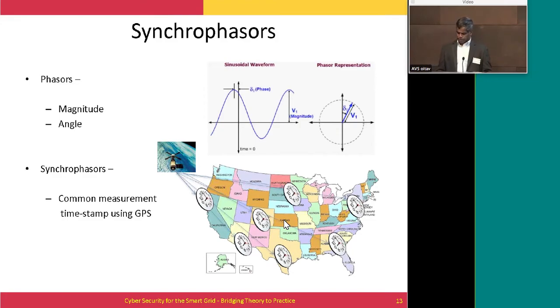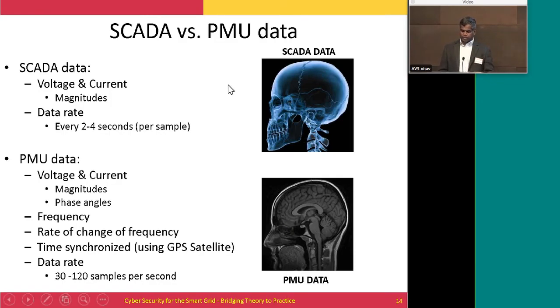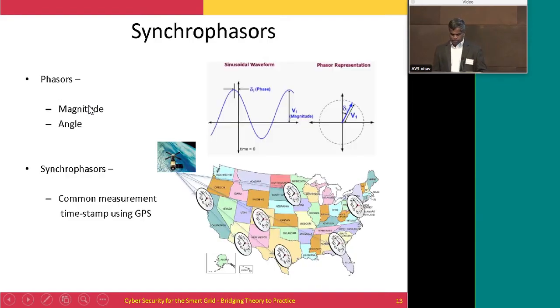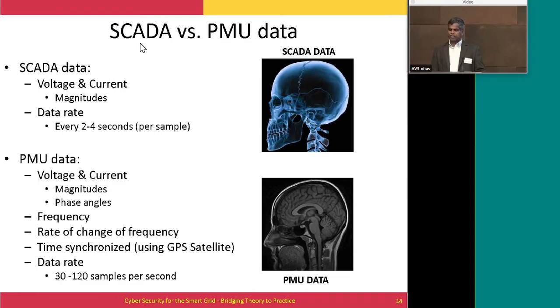The conventional SCADA measurements, just to distinguish, are voltage and current, just the magnitude, not the phase angle. The data rate is every 2 to 4 seconds. Substation to control center communication is every 2 to 4 seconds. That is the sampling rate. On the other hand, the PMU data is voltage and current, both magnitude and phase angles, the frequency, and rate of change of frequency. They are time synchronized, and the sampling rate is much higher than just every few seconds. It is sub-second sampling. That means 30 to 120 samples per second, depending upon what type of PMU device it is and what type of application is going to utilize them. So we are moving from very coarse-grained situational awareness and control to very fine-grained situational awareness.